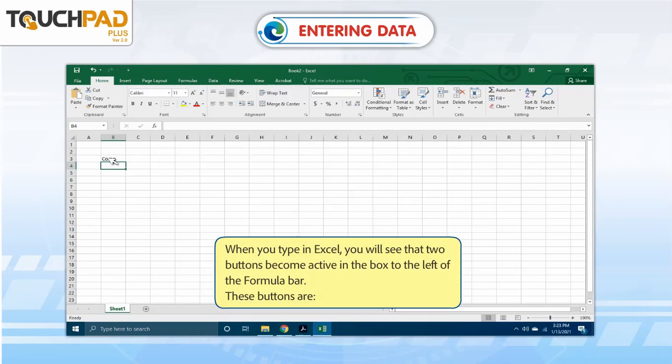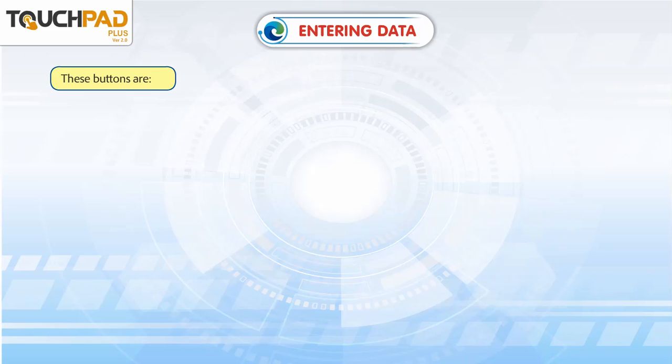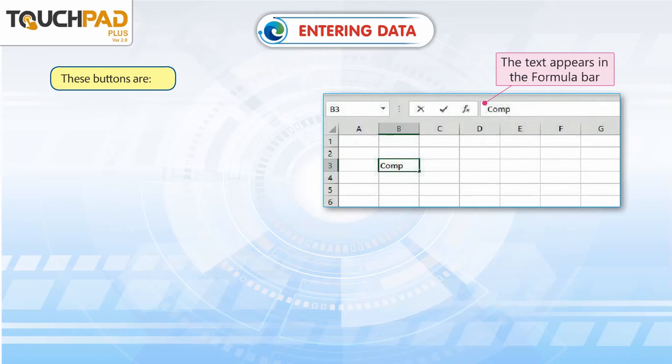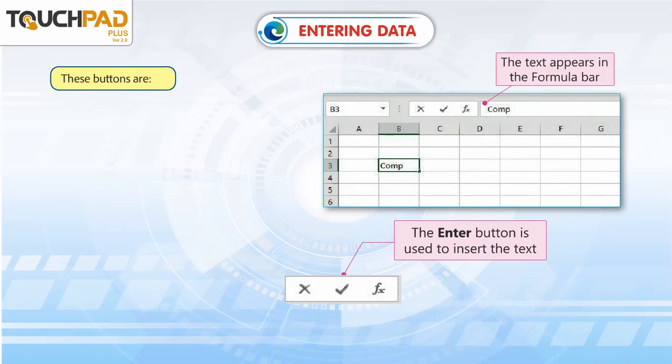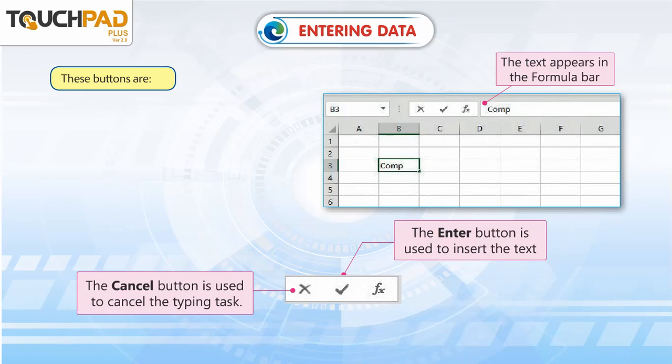When you type in Excel, you will see that two buttons become active in the box to the left of the formula bar. The text appears in the formula bar. The Enter button is used to insert the text. The Cancel button is used to cancel the typing task. This is the Insert function button.